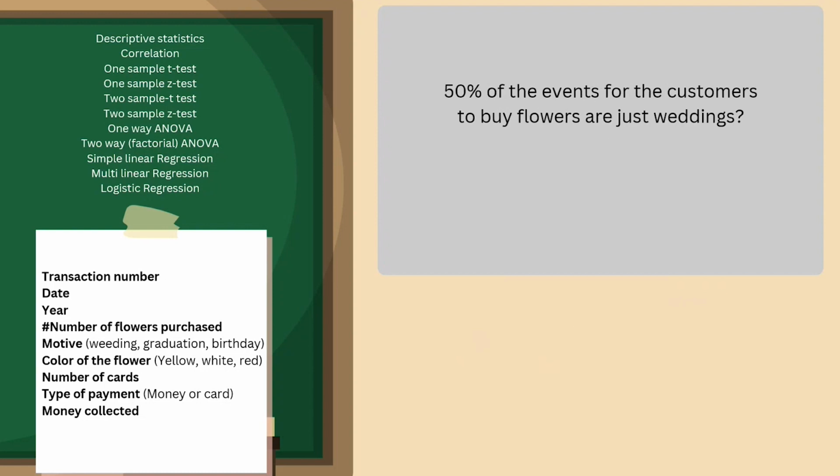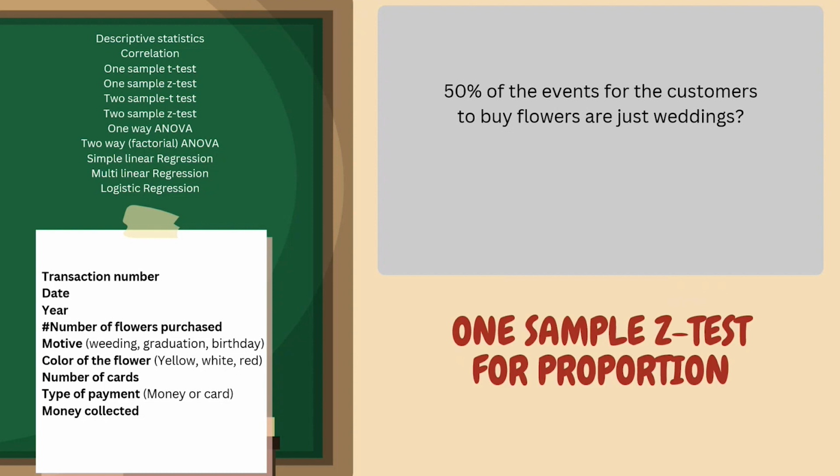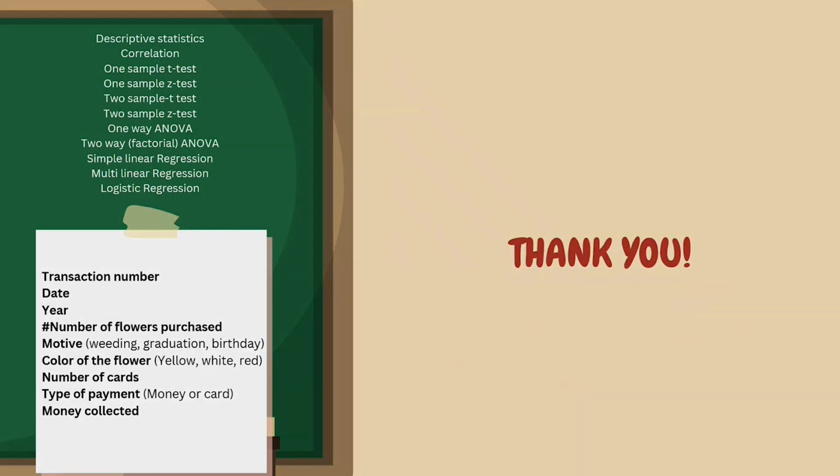50% of the events for the customers to buy flowers are just weddings. One sample z-test for proportion. It is a z-test because our sample is all the customers the shop has had, more than 30. It is one sample because we are using one variable from the data, the events, the reason. And it is proportion because we are comparing our data with a proportion given, 50%. Thank you so much.